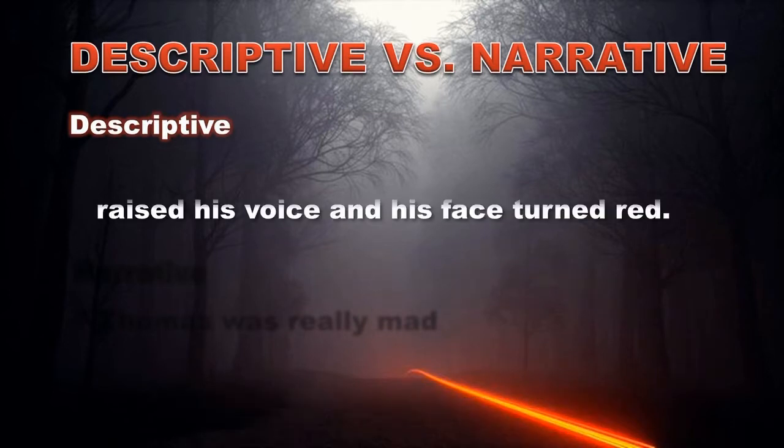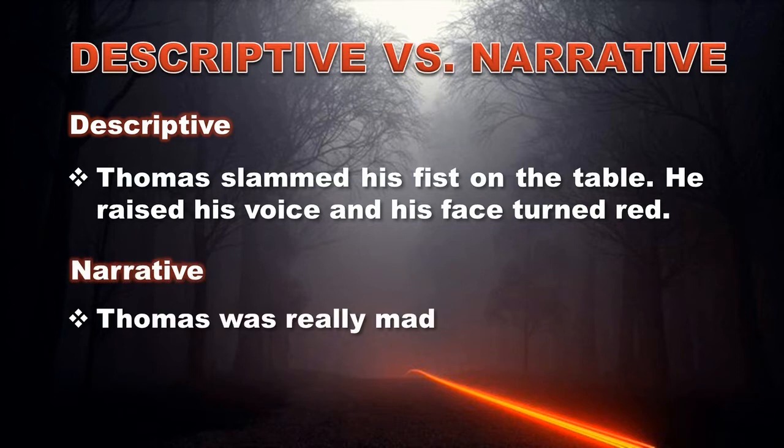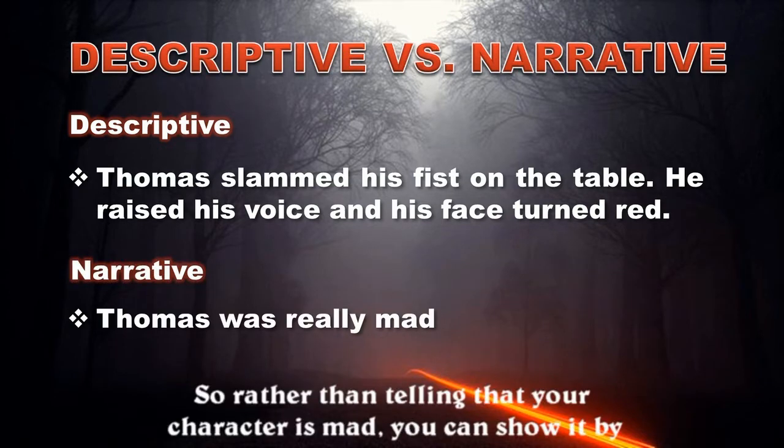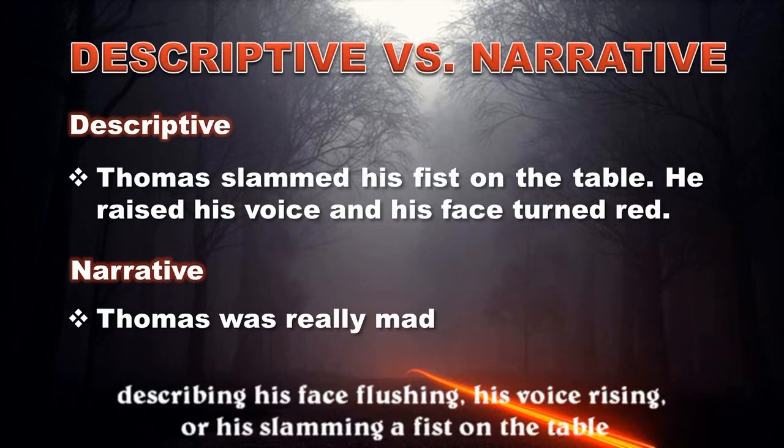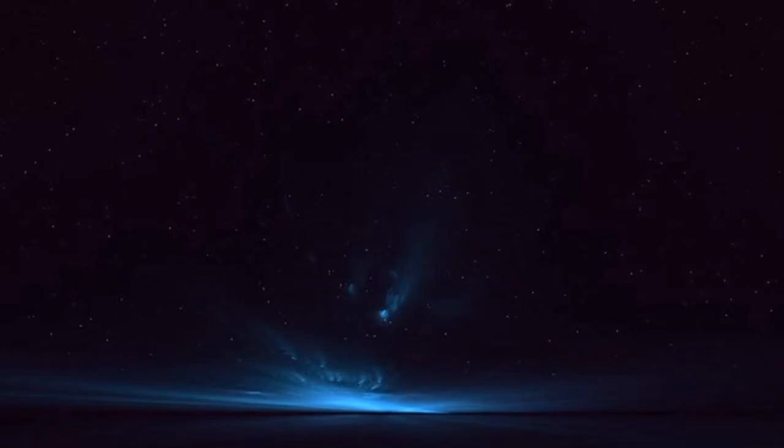As a descriptive writing, you may read, Thomas slammed his fist on the table. He raised his voice and his face turned red. But in a narrative writing, Thomas was really mad. So rather than telling your character is mad, you can show it by describing his face flushing, his voice rising, or his slamming a fist on the table. When you show, you don't have to tell.